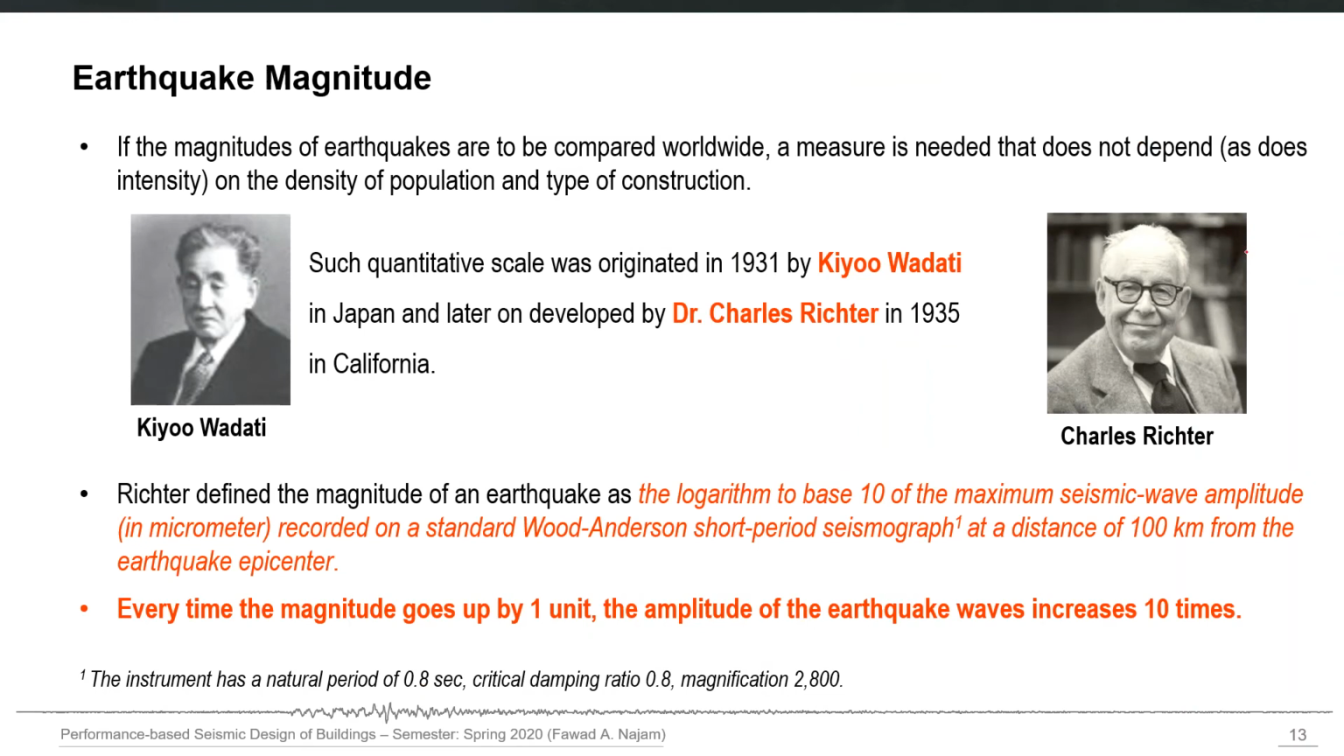This intensity of an earthquake, this parameter, is relative. It depends on the source to site distance, so it may not be the complete picture of the size of an earthquake. The size of an earthquake can be more accurately described by the amount of energy released during that particular earthquake. If the magnitudes of earthquakes are to be compared worldwide, a measure is needed that does not depend on the density of population and type of construction, all of those relative parameters which affect the damage and therefore intensity.